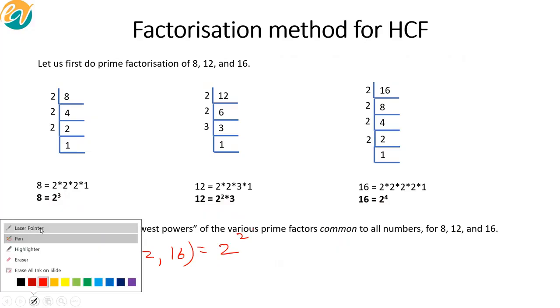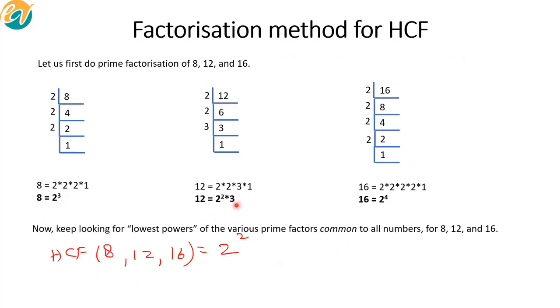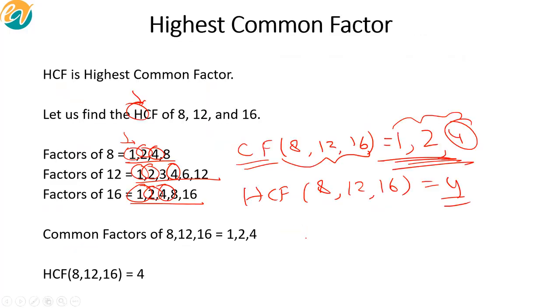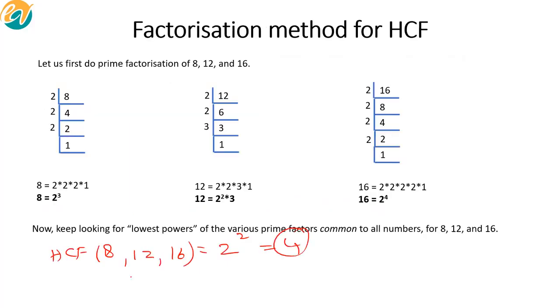Now, is there any other number we need to consider? There is a 3 here, but 3 as a factor is not common to all the numbers, because it does not exist in this list or in this list. In other words, the HCF of 8, 12, and 16 is 2 square, which is 4. And by the way, this was the answer we got earlier as well. So the HCF of 8, 12, and 16 is 4.